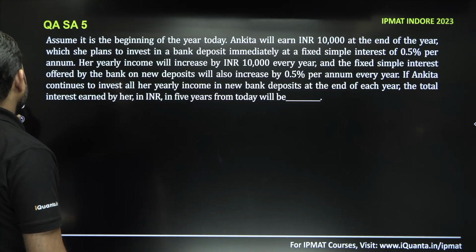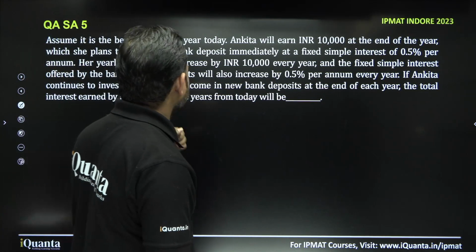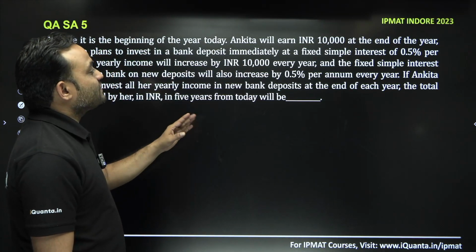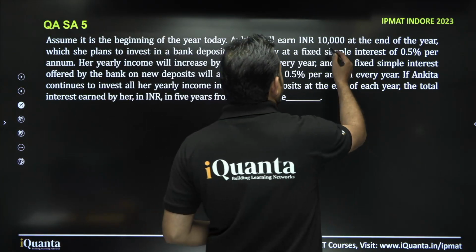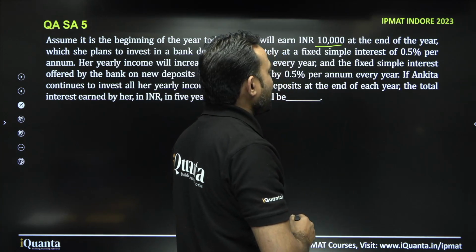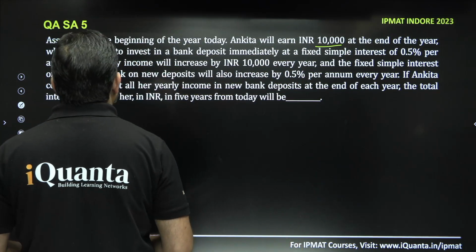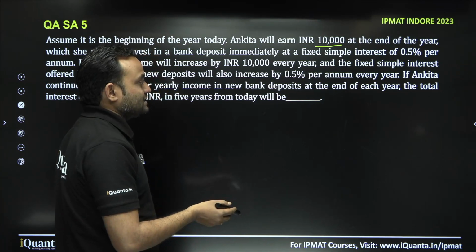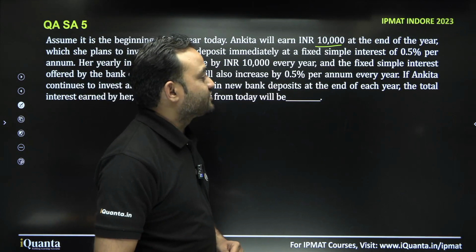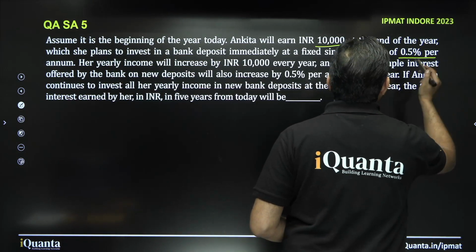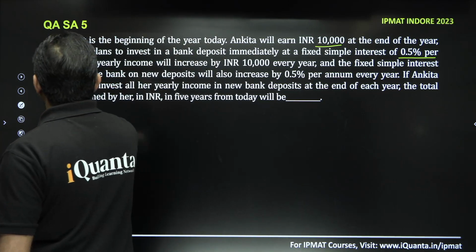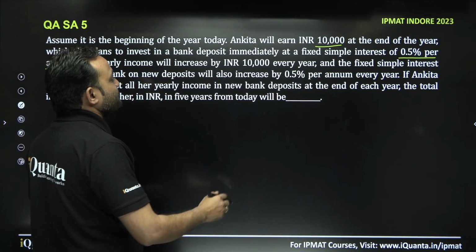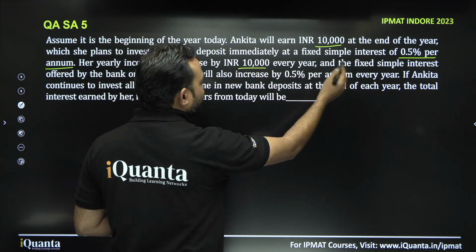Now next question, it says assume it is the beginning of the year. Today Ankita will earn 10,000 INR at the end of the year, which she plans to invest in a bank deposit immediately at a fixed simple interest of 5% per annum. Her yearly income will increase by 10,000 every year.